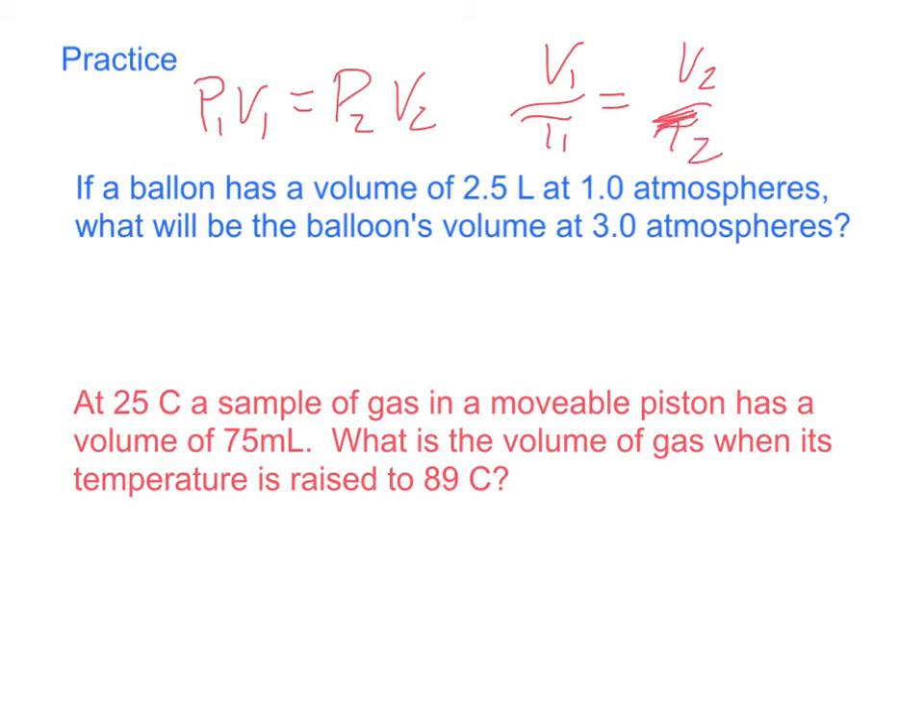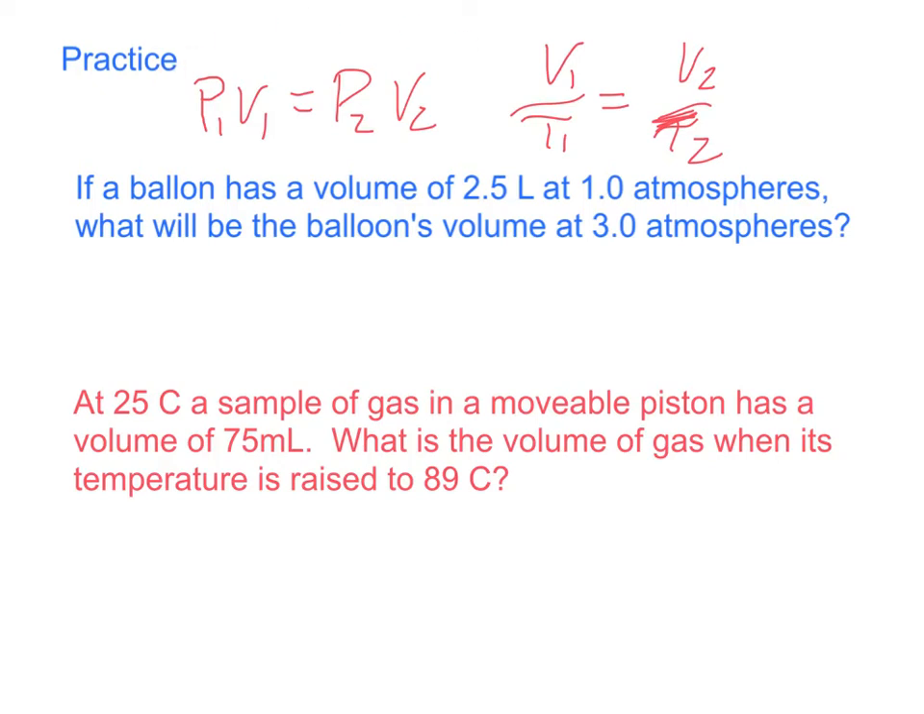So our first problem is if we have a balloon and it has a volume of 2.5 liters at 1 atmosphere, what will be the balloon's volume at 3 atmospheres? So we have two different sets. We have our initial conditions, V1 and P1 right here, and then we have our second set, which would be P2. So the first thing we have to decide is which one of those relationships we want to use here. We need volume and pressure, so that leaves us that one. So let's set it up.